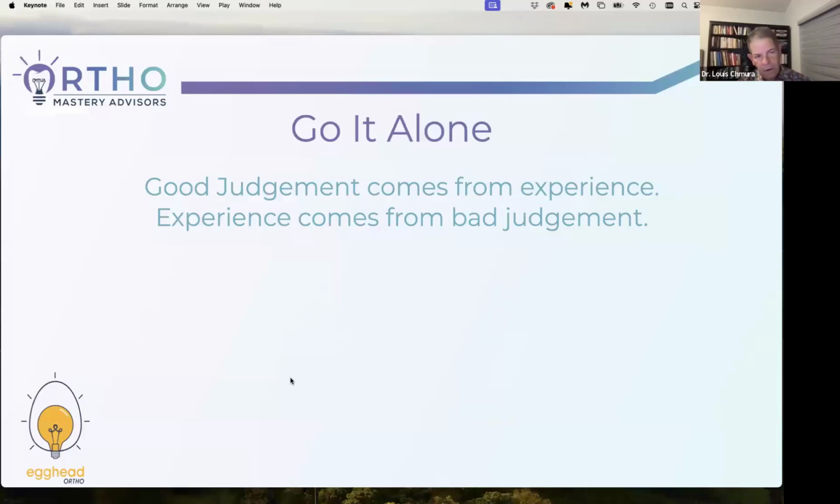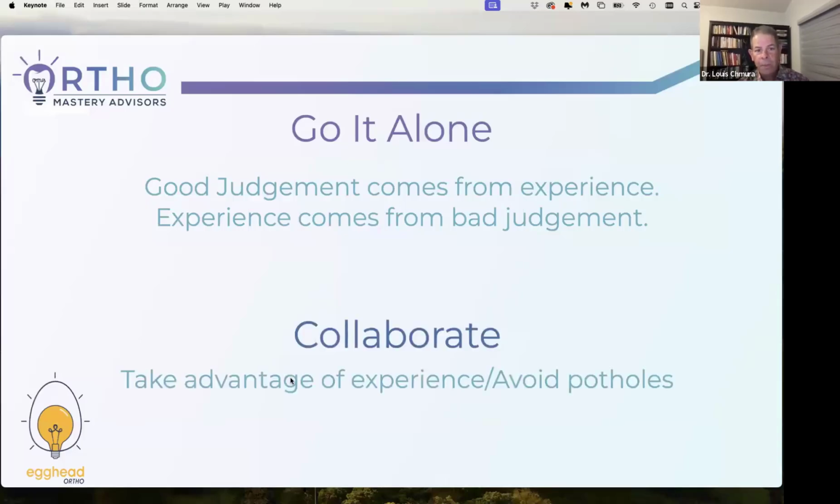With the electronics the way they are, and this is a result of COVID, really, things exploded where we can do so many things virtually. And you can collaborate with other people. You can collaborate with restorative people. You can collaborate with orthodontists. Our sponsor has a platform for that.